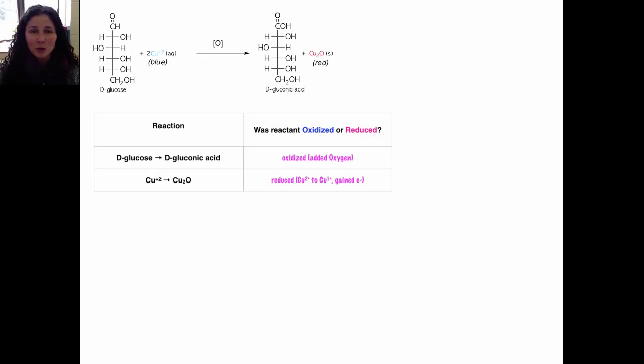Please notice that if you use the wrong rules in the second case, you would actually think that copper was oxidized because it has gained oxygens. It's very important to apply the right rule in the right situation because otherwise you could deceive yourself. Glucose here is oxidized and it is the reducing agent, so D-glucose is the reducing agent. It's called the reducing sugar. Copper is the oxidizing agent because it is reduced. Now, D-glucose being a reducing sugar is useful. You can use this reaction to determine if there are reducing sugars in a solution.